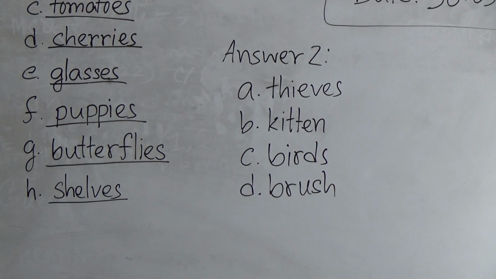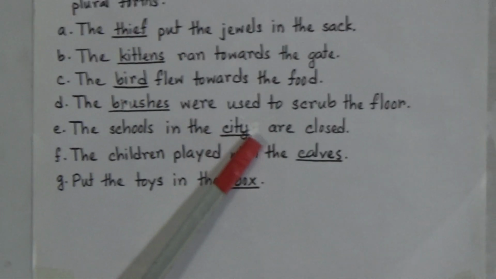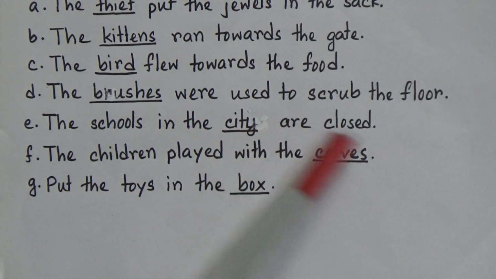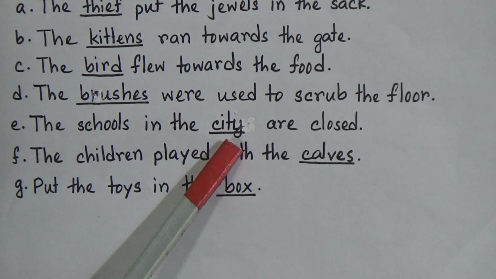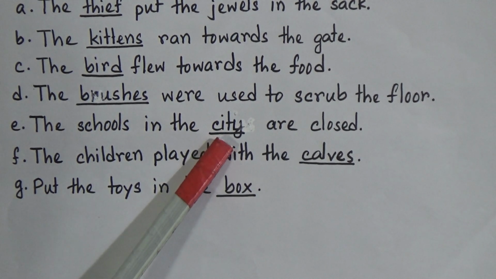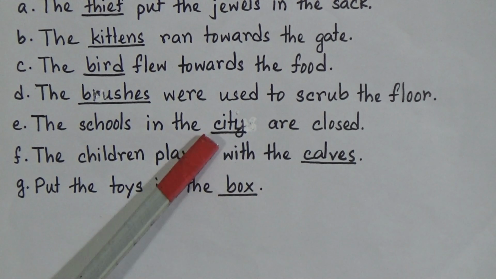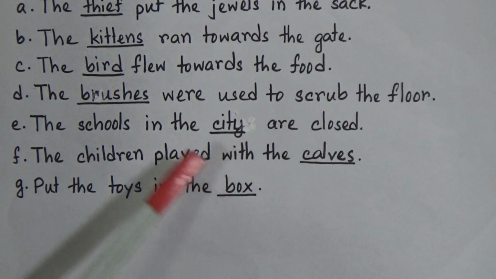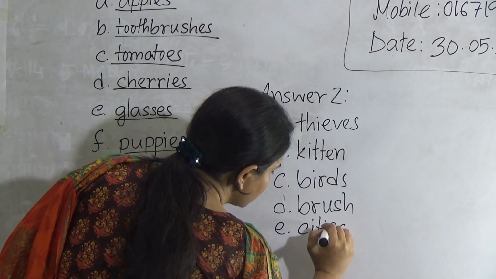Now we will go to number E. The schools in the city are closed. Our underlined word is city and the word city is in singular form and it ends in Y. Now look at the word. At the end of the word you will find Y. Could you remember how you will make it plural? Yes, I know all of you know the answer. We will drop Y and we will add es to make it plural. So the answer of number E will be C-I-T-I-E-S, cities.